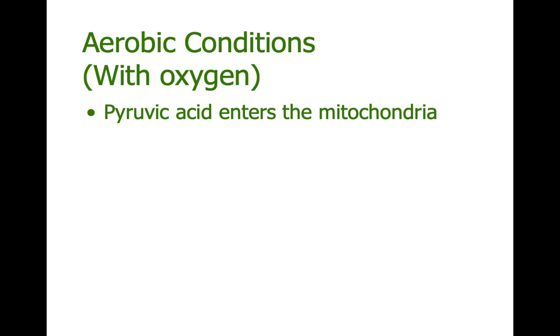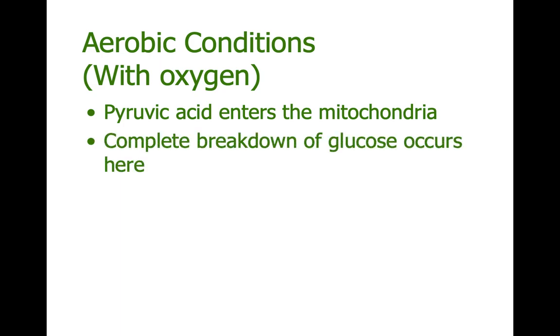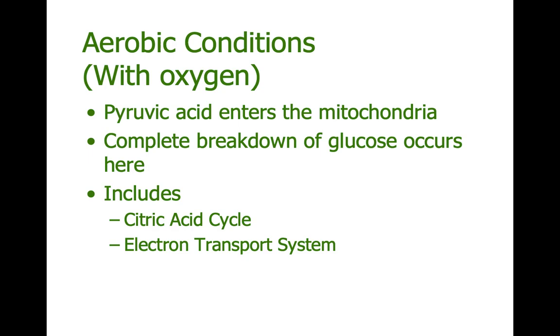Under aerobic conditions, when there's plenty of oxygen, pyruvic acid is going to enter the mitochondria. And that's where we're going to finish. This really should probably say we're going to finish the complete breakdown of glucose, because we've already started it. Glycolysis starts that breakdown of glucose by breaking it in half to 2 molecules of pyruvic acid. We're going to finish it off in the mitochondria once the pyruvic acid enters, and these aerobic conditions include the citric acid cycle and the electron transport system.